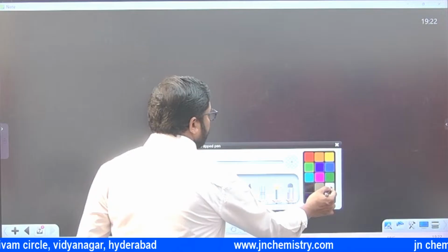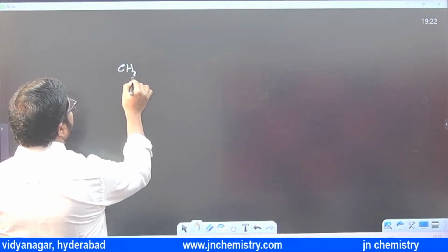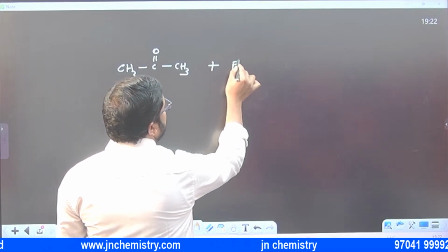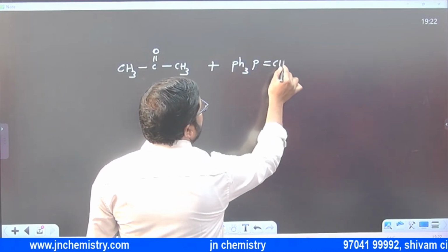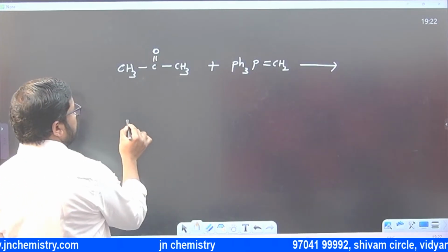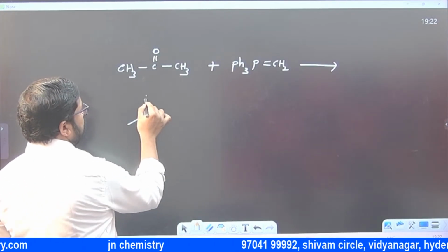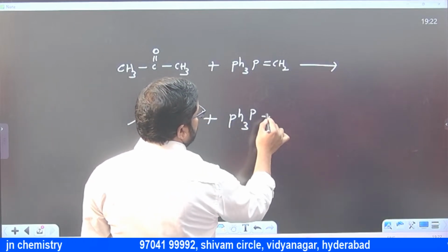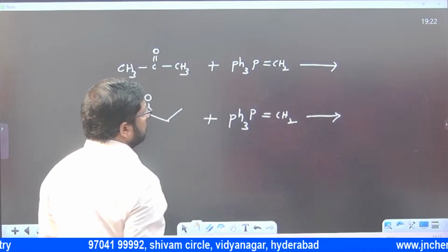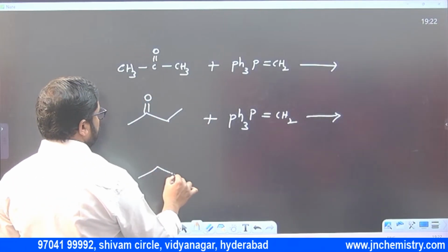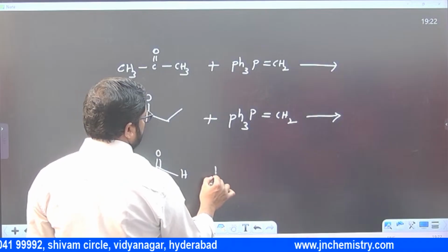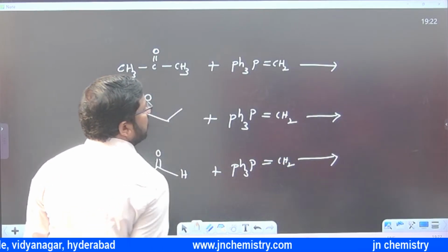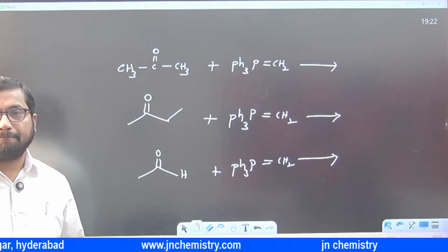Okay. So now write the products further. Simply whenever the questions are given like this, CH3 C double bond O CH3, with triphenyl phosphine ylide. Come on, write the products. Write it down fast.